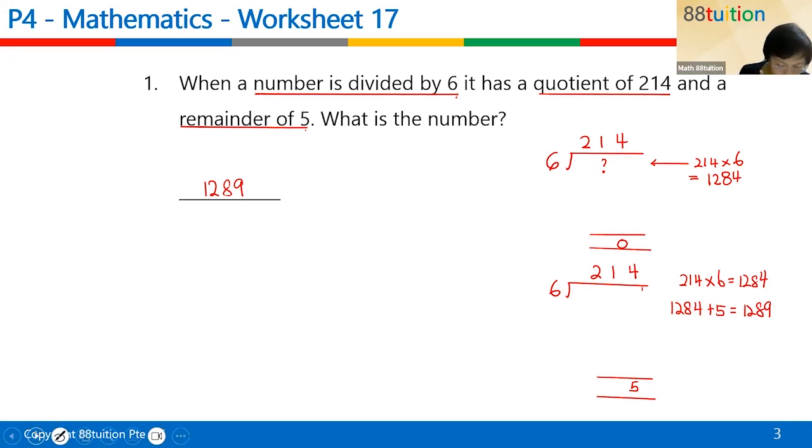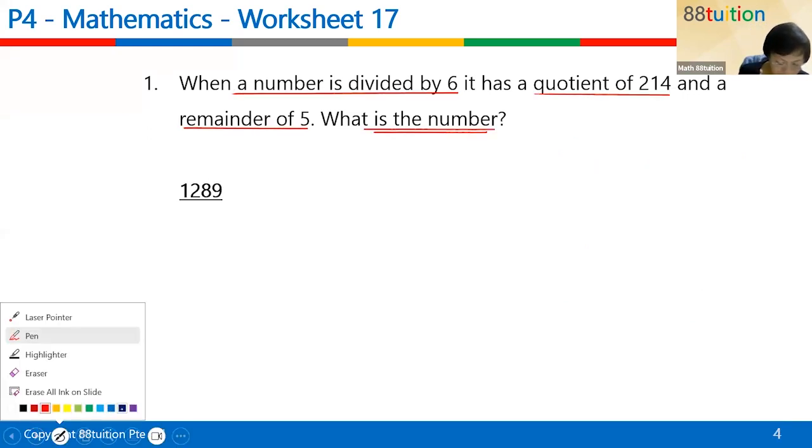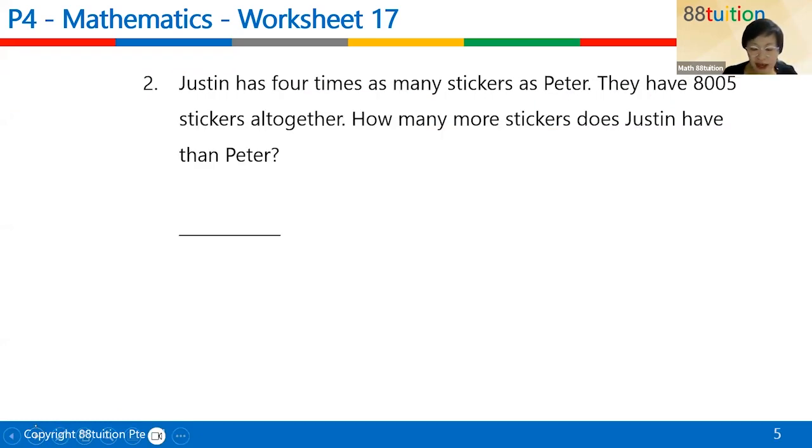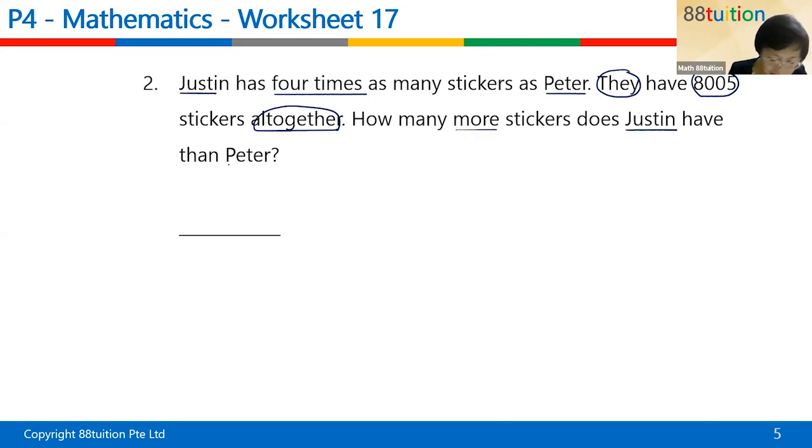Okay, question number 2. Let's do this. Justin has 4 times as many stickers as Peter. They have 8,005 altogether. The word together, so he's asking for the difference. How many more stickers does Justin have than Peter?